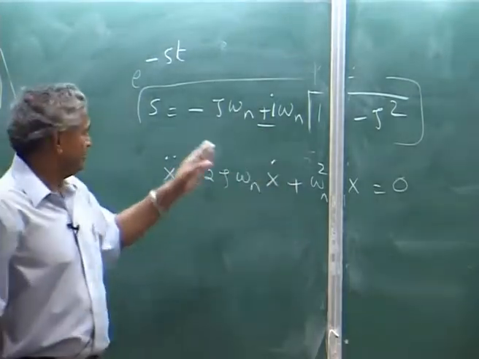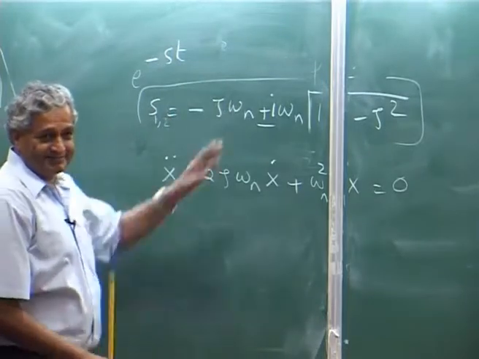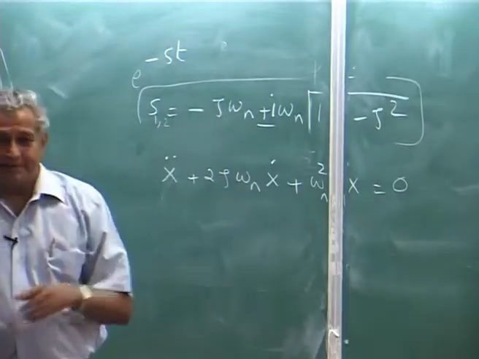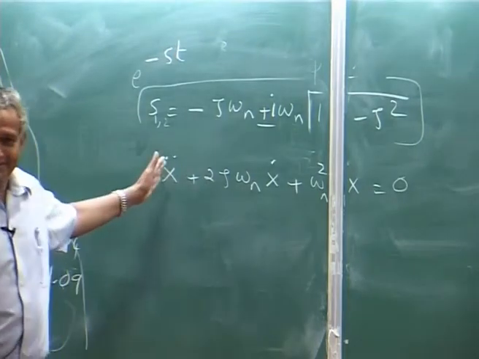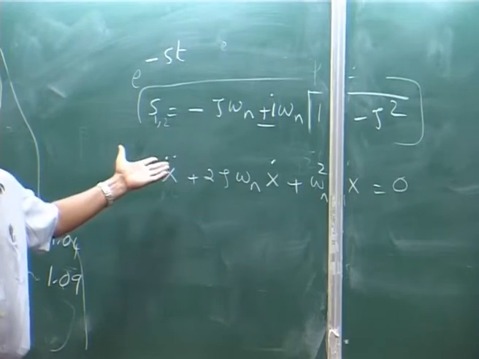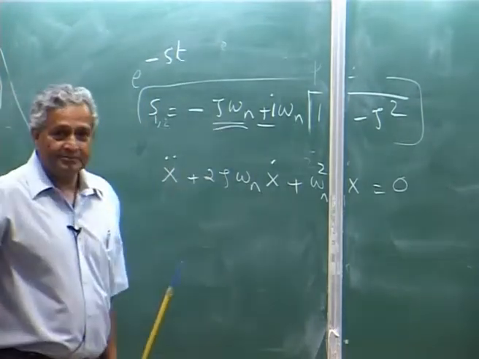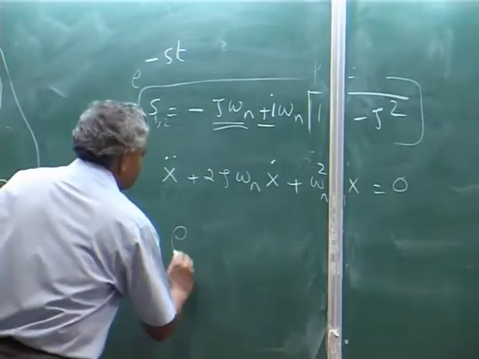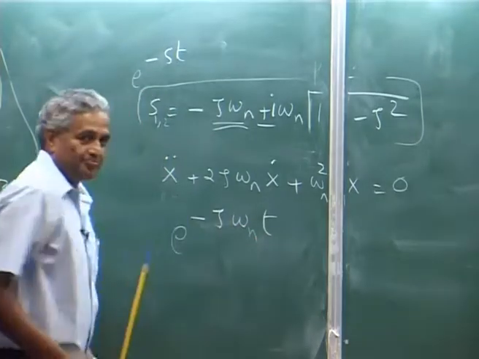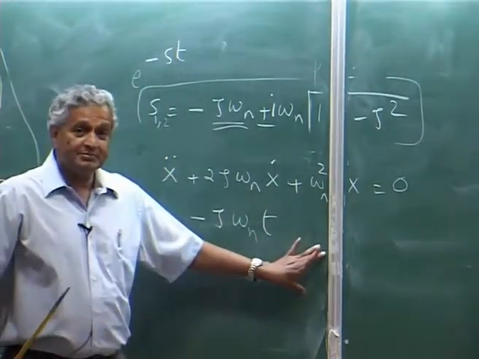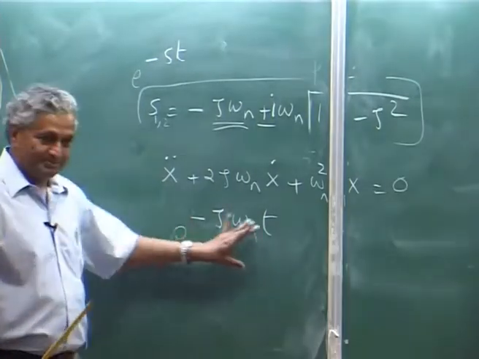You analyze the roots, you get the two roots s 1, 2, then you substitute e to the power of this, and you get a decay and a sinusoidal. This is a simple single degree of freedom damped system solution. So the damping here, if I substitute, is zeta omega n. So e to the power minus zeta omega n t is how my amplitude will decay. This is the decay term.